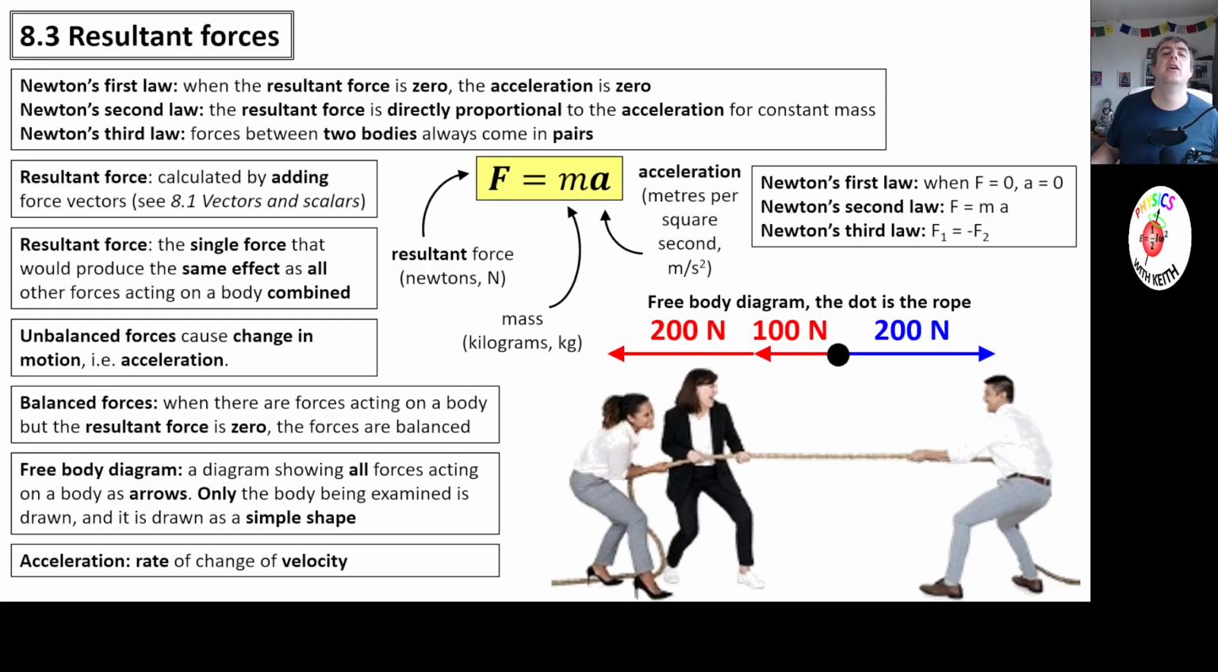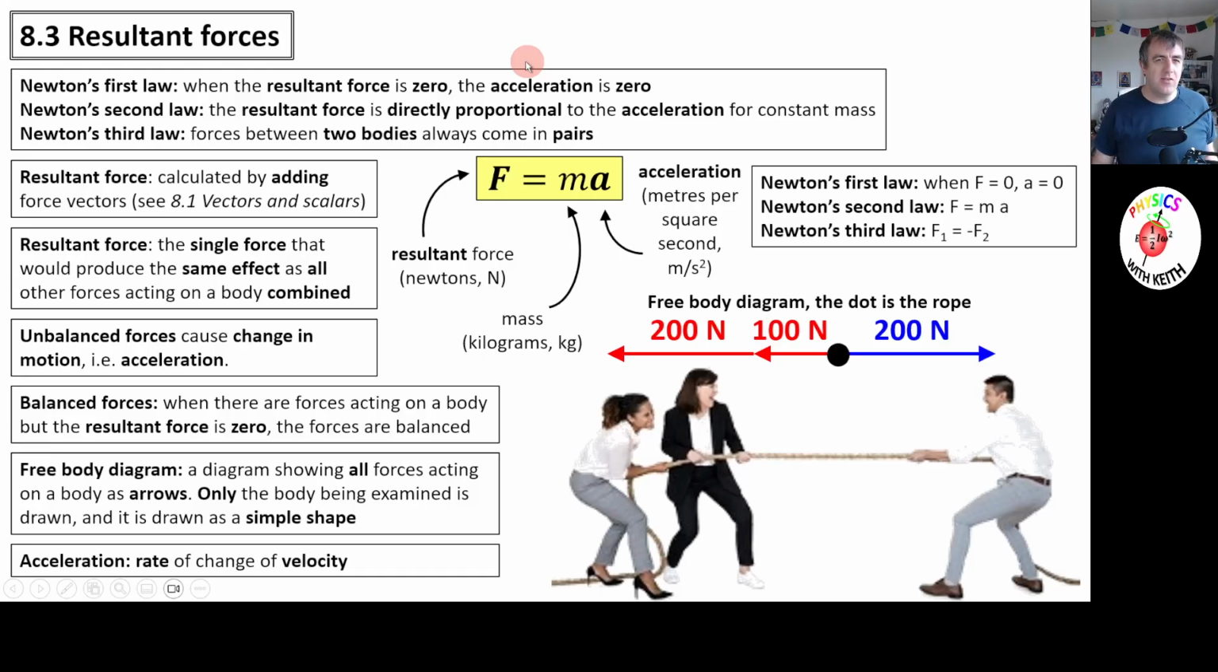We know that we add forces together vectorially to calculate resultant forces. But once we've done that, what do we do with it? Why are we calculating resultant forces? It's because Newton's first and second law are all about resultant forces. So here, I'm now finally stating all three of Newton's laws. Newton's first law: when the resultant force is zero, then the acceleration is zero.